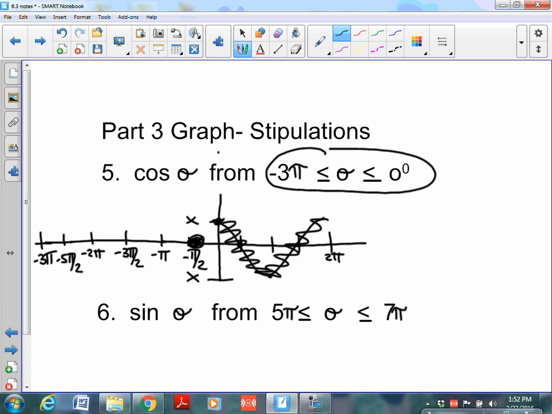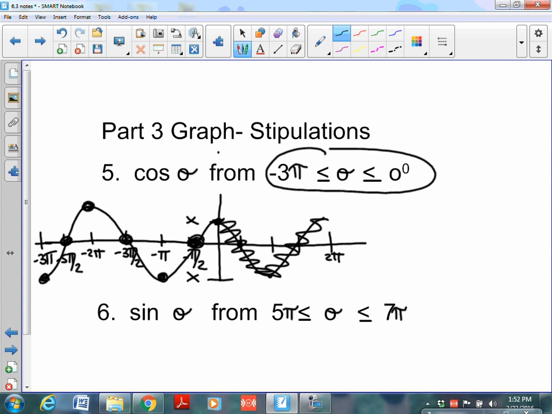What's the next one? Where would the negative pi have to be if you're making a cosine graph? Down. What about here? Up. What about here? Up. What about this one? Down. What about this one? Down.